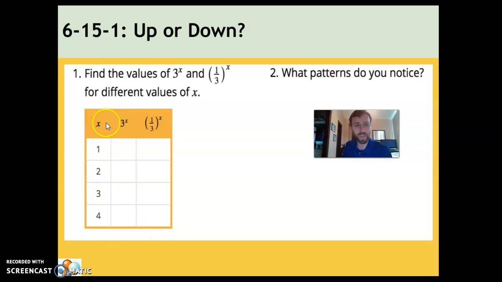So it says, we have the different x values, and then we have 3 to the x power and 1/3 to the x power, and we want to know what the result is if we replace x with these different inputs. So right now, go ahead and pause your video and do your best to do this chart on a scratch sheet of paper.